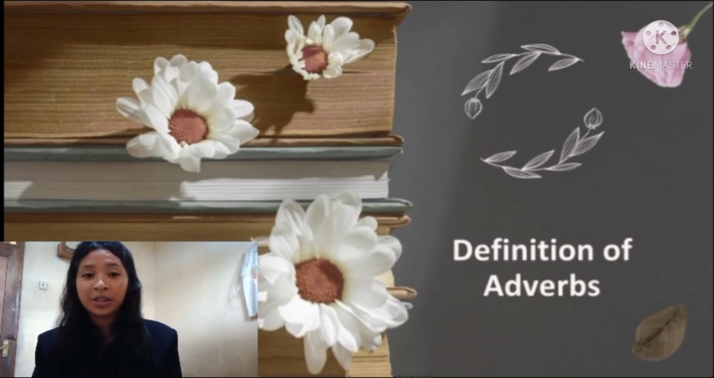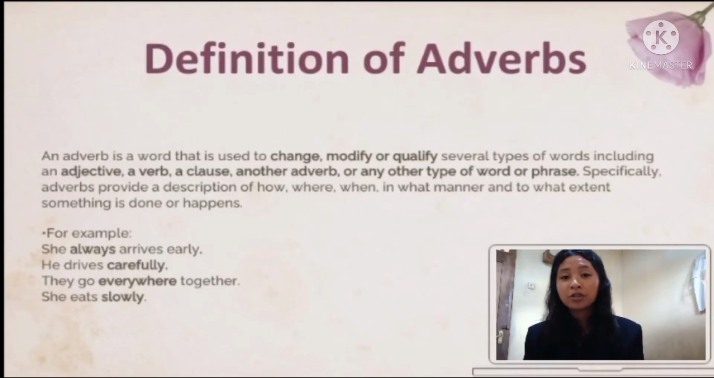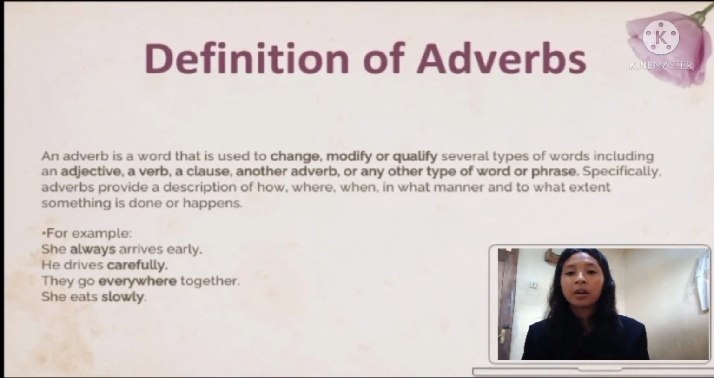The first is definition. An adverb is a word that is used to change, modify, or qualify several types of words, including an adjective, a verb, a clause, another adverb, or any other type of word or phrase. Specifically, adverbs provide a description of how, where, when, in what manner, and to what extent something is done or happens. There are some examples of the use of adverbs, such as: she always arrives early, he drives carefully, they go everywhere together, and she eats slowly.